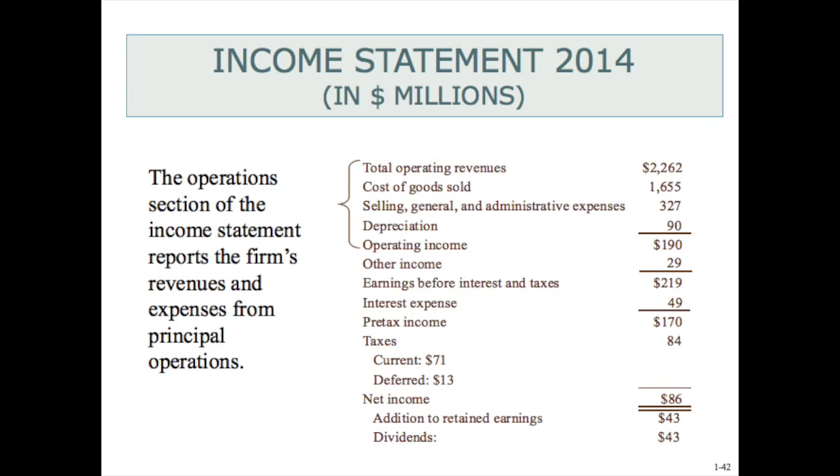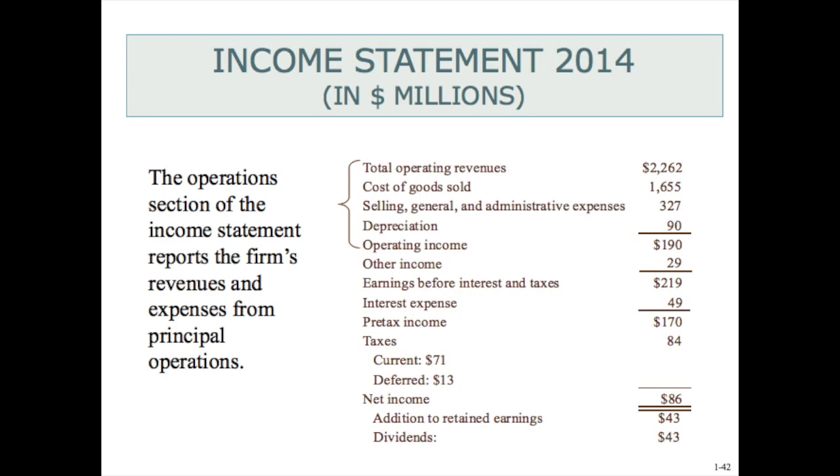Beyond that, well, let's look at an income statement here. This is in millions, so the 2,262 under operating revenues is actually 2.2 billion. So we have 2.2 billion in operating revenues. Another term for that, of course, is sales. We have cost of goods sold, or COGS, for 1.6 million. Selling general administrative expenses is 327 million. Depreciation is 190 for operating income of 190.